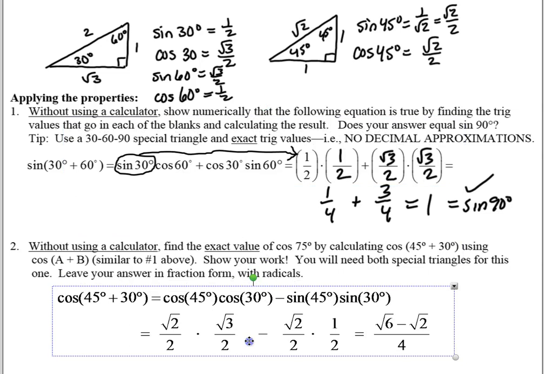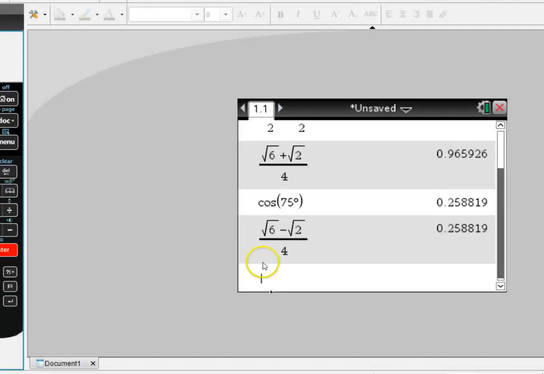Okay, here is the answer. Cosine 45 cosine 30 minus sine 45 sine of 30. You fill in these values for the various trig functions, and you end up with square root of 6 minus square root of 2 all over 4. And if you check on the calculator, then you can see that cosine of 75 degrees is equal to square root of 6 minus square root of 2 all over 4.